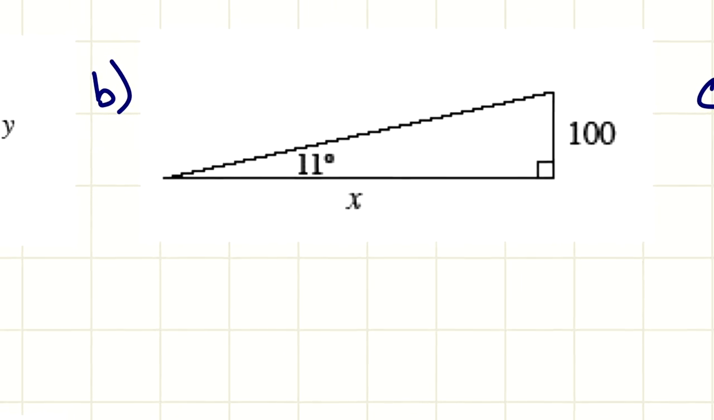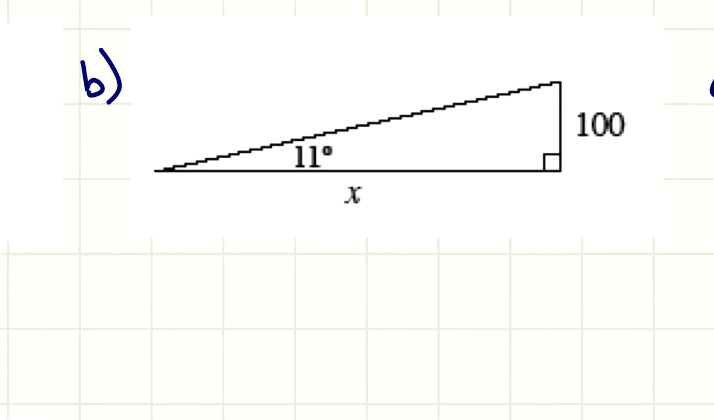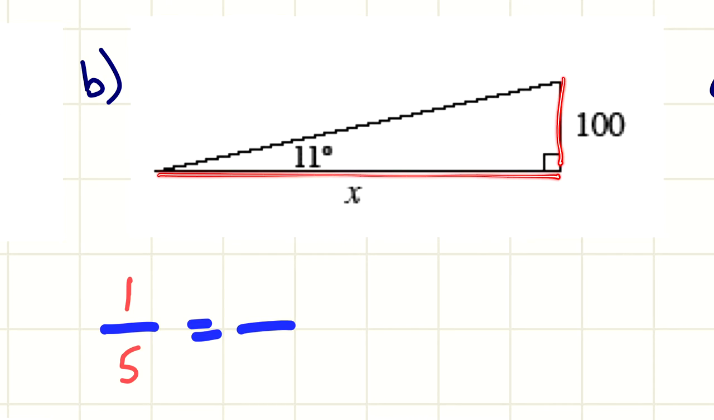All right, so part B, you'll notice very similar. Kind of looks like the 11-degree triangle that we saw before, but there's a slight difference on this in case you don't notice it. So in this one, we have, well, it's 11 degrees, so I'm starting to remember these. This was 1/5. But what's the rise and run of this triangle? So don't make the mistake of assuming the letter's always on top. So rise, in this case, is 100. So that's going to go on top this time. And the run is x. We don't know what that is. So I'm going to put an x at the bottom.